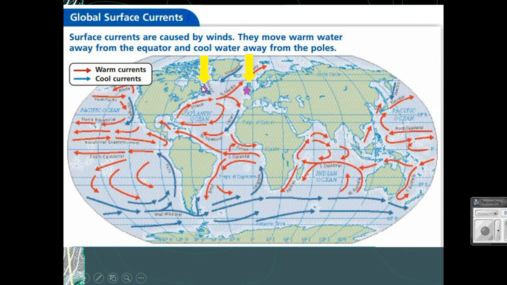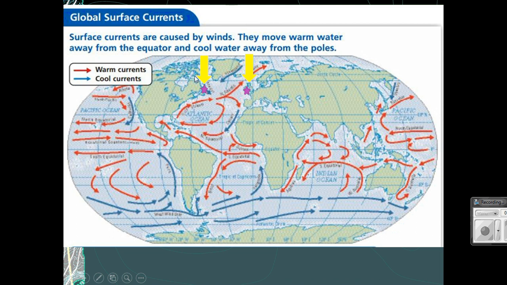Over here in Newfoundland, the Labrador current, which is kind of underneath my arrow a little bit here, there's this blue Labrador current that comes down here that's really cold, and it's coming right down from the Arctic, which is why they have ice there all the time.